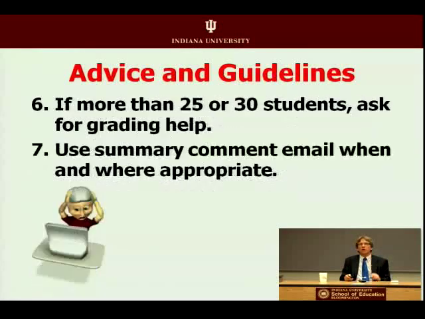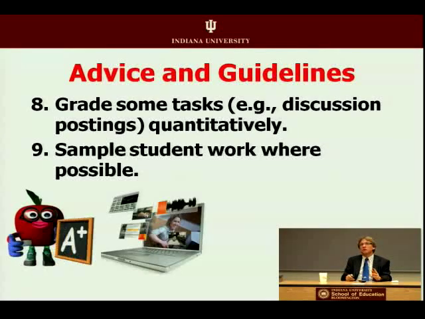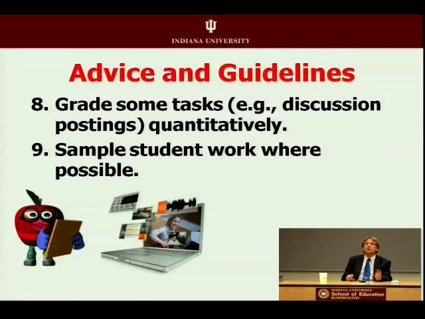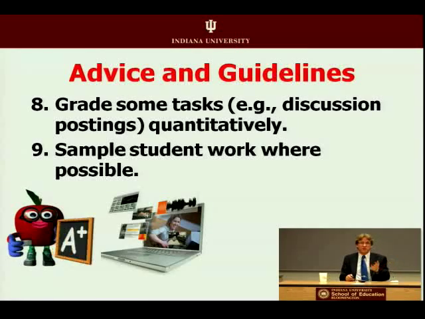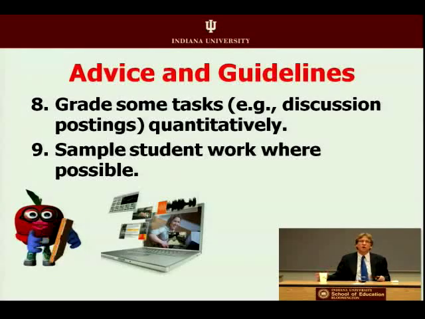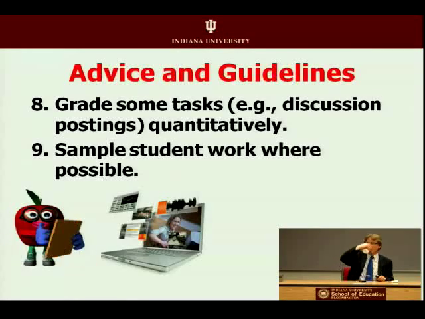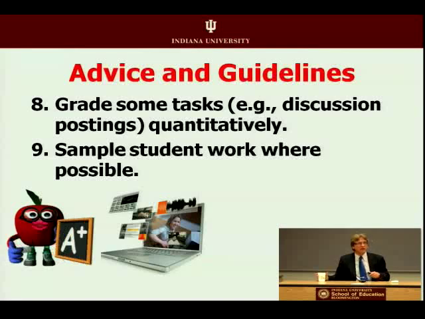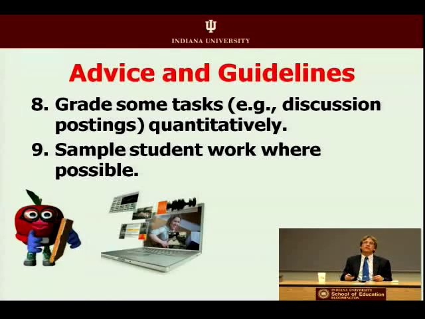There's more. If you've got more than 25 or 30 students in an online class, maybe ask for some grading help. I need a little help here. Help me, people. Use summary comments maybe where you might find that applicable if students are all asking the same questions. Grade some tasks maybe quantitatively for mastery. If they've done it, they get a grade, they get a score. If they haven't done it, they don't. Instead of grading everything qualitatively, which you'll go crazy doing, but you do some that way.